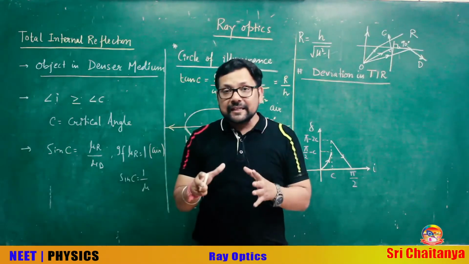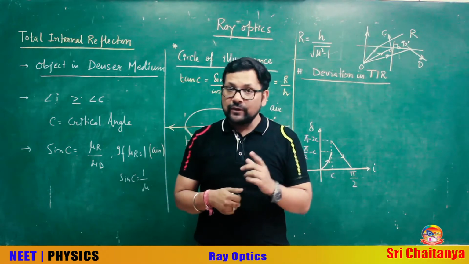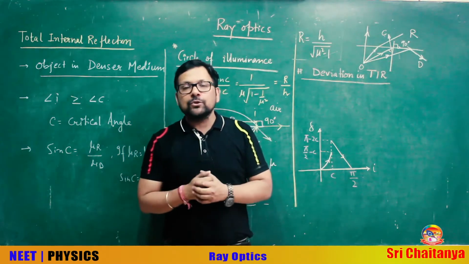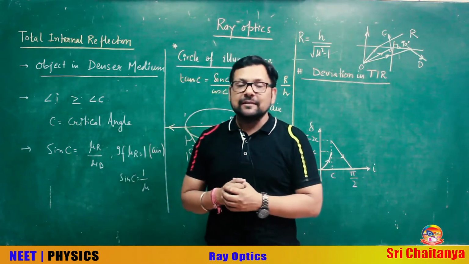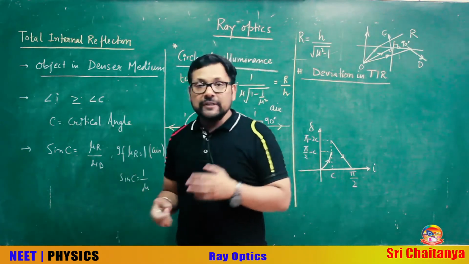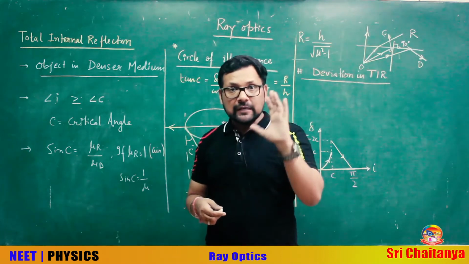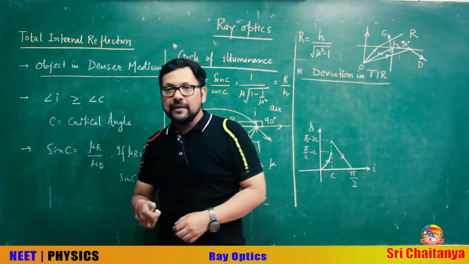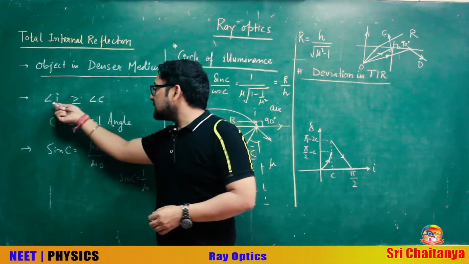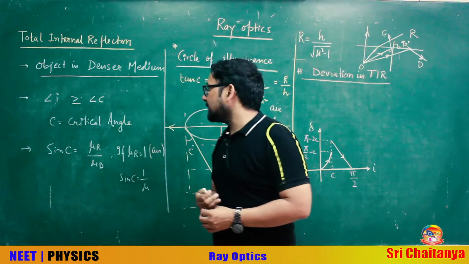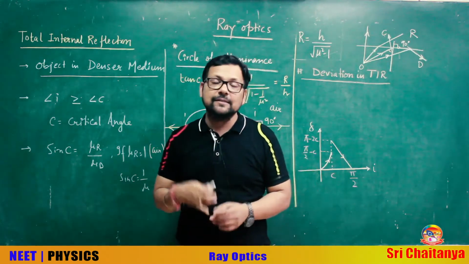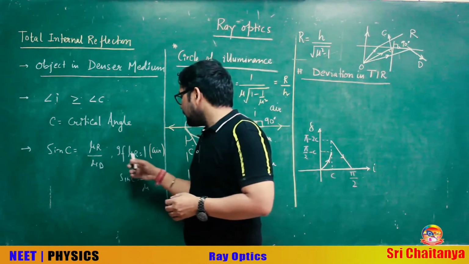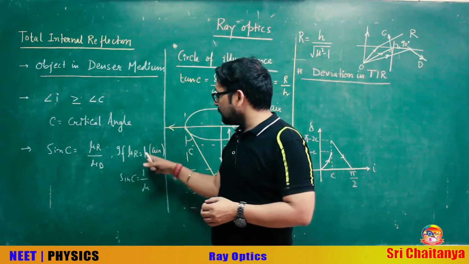So the next important topic in refraction for NEET is TIR, total internal reflection. What is total internal reflection? What are the basic conditions? Let's see. First, for TIR we need the object in a denser medium. Second, the incidence angle should be greater than or equal to the critical angle, and sin C, the sine of that critical angle, is mu rarer by mu denser, and if the rarer medium is air, mu r is 1, so sin C is 1 by mu.